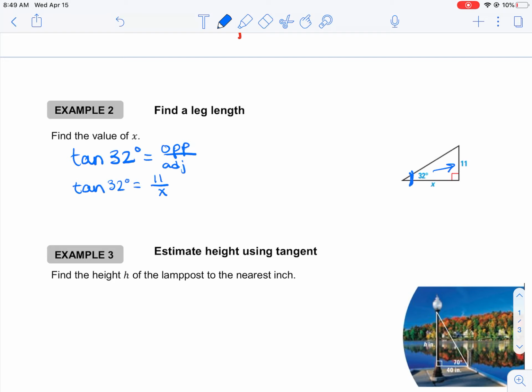Now I want to solve for x. So the way I'm going to solve for x is I have to start by multiplying by x because I need it out of the bottom of that fraction. So I have x tangent of 32 equals 11. Okay, now I want the x by itself, so I'm going to divide both sides by tangent of 32.